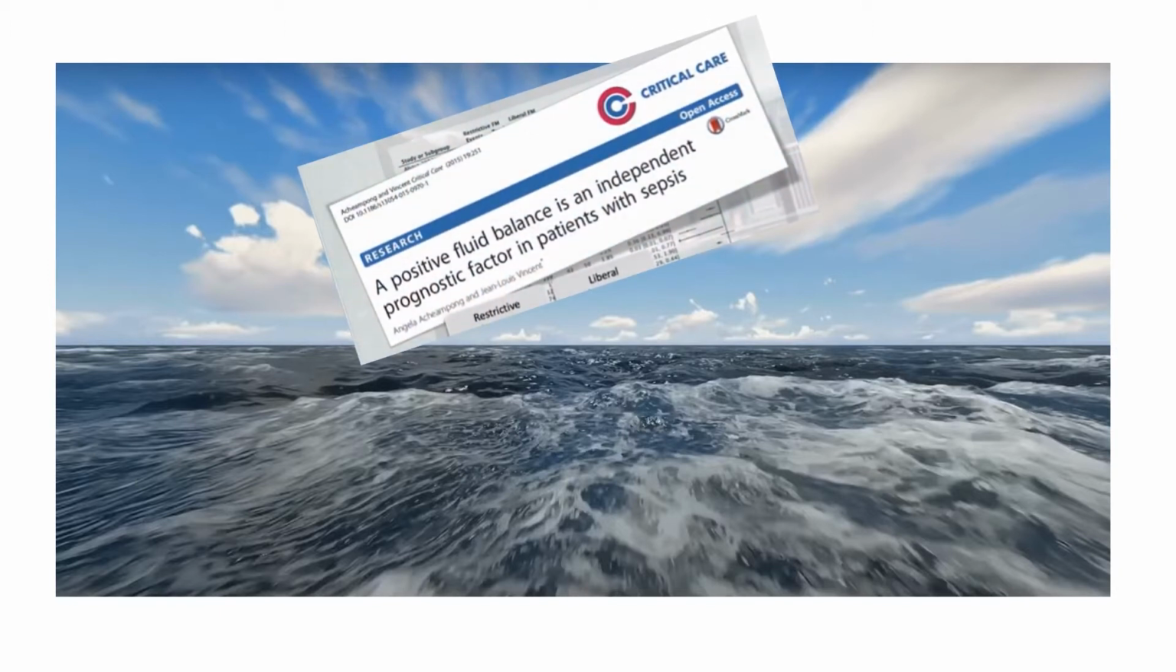So please remember that it is very easy to give fluids, but it is more important to realize that the question we should be asking ourselves is, can we remove fluids in the ICU rather than can we give fluids? Giving fluids is very easy, but removing fluids is more difficult and actually more important.